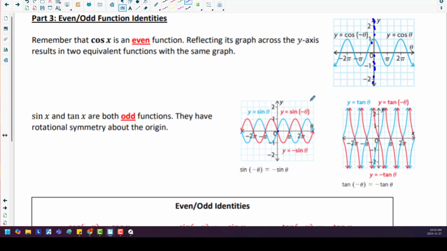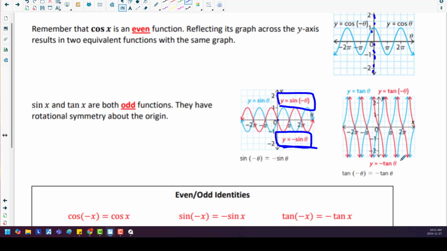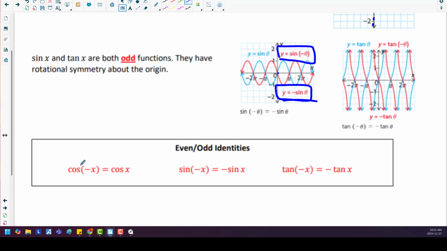And then you have sine x negative, which then would create this red line. And if you have y equals negative sine theta like this, well, that is equal to this one here. Same with tan theta. If I substitute a negative x value here, I will get a negative tan theta like that. So our even odd identities are cos of negative x is equal to cos x, sine of negative x is equal to negative sine x, and tan of negative x is equal to negative tan x.